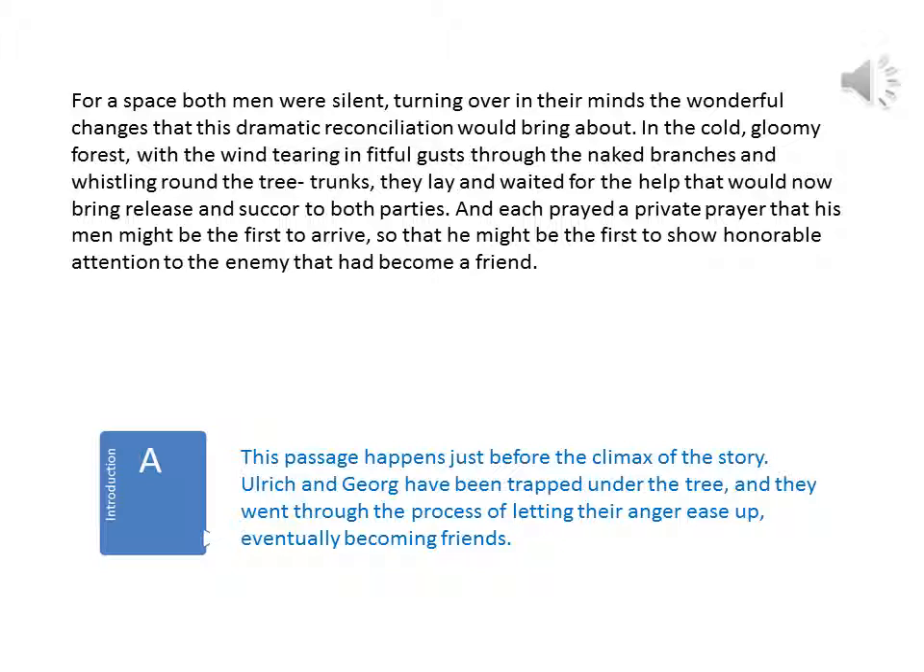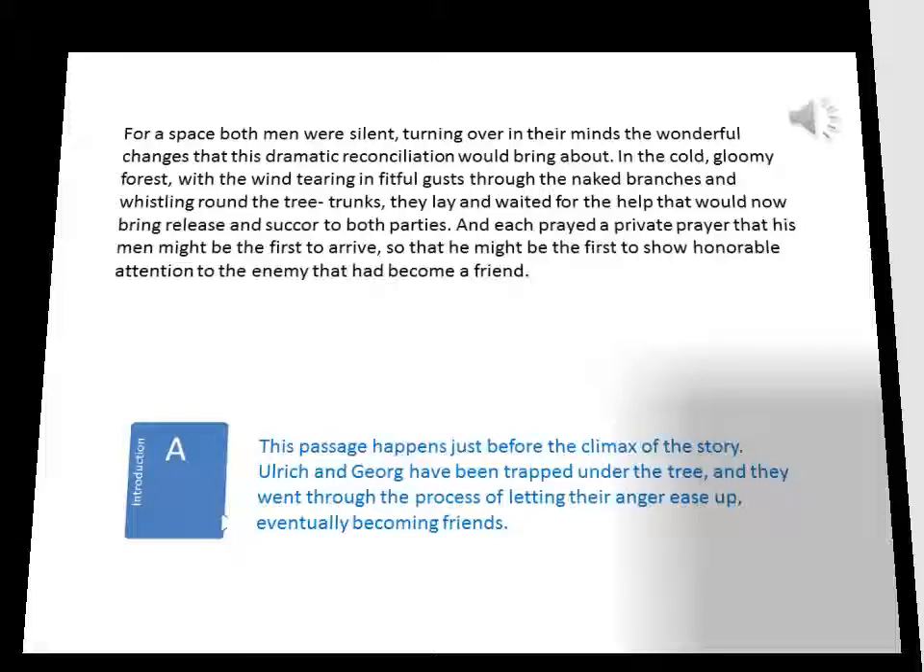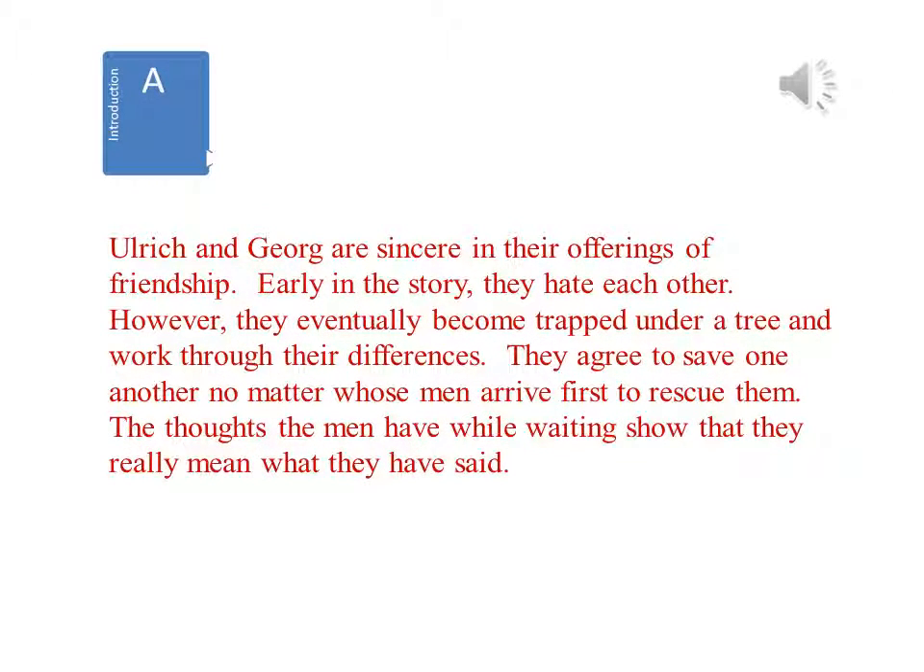So, for my context, I could say something like, this passage happens just before the climax of the story. Ulrich and Georg had been trapped under the tree, and they went through the process of letting their anger ease up, eventually becoming friends. I now have Part A written.